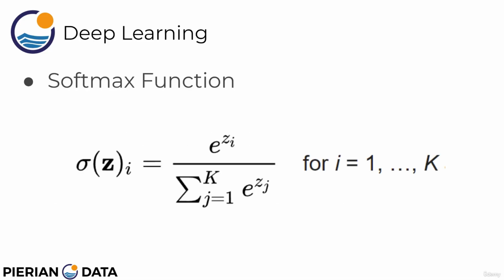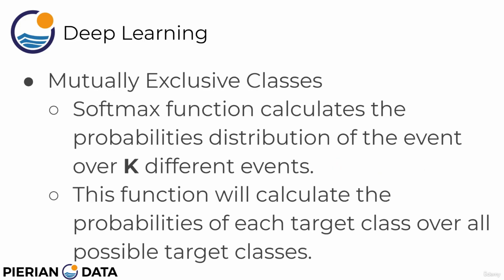So the softmax function looks something like this, and essentially recall here that we have z as the actual inputs into the last output layer. Notice that the softmax function has i equal to 1, then 2, all the way to k, and k here stands for the number of categories. Essentially the softmax function calculates the probability distribution of the event over k different events. And in this case, k is just the different classes we have. So this function will calculate the probabilities of each target class over all possible target classes.